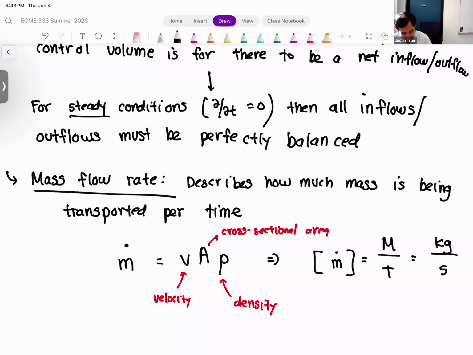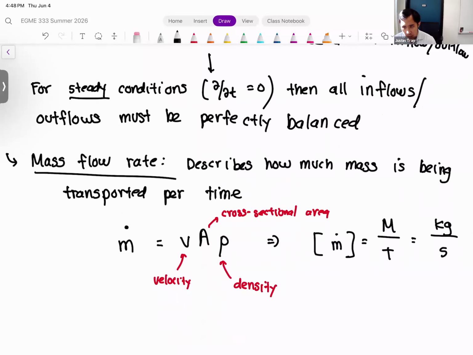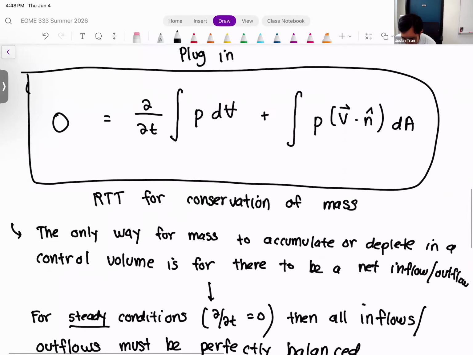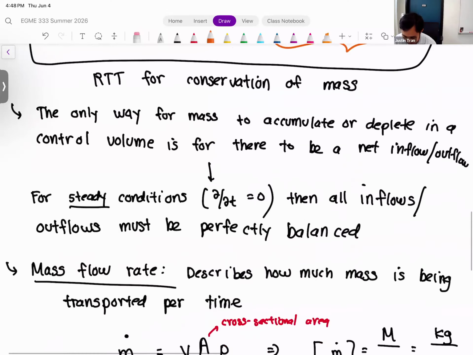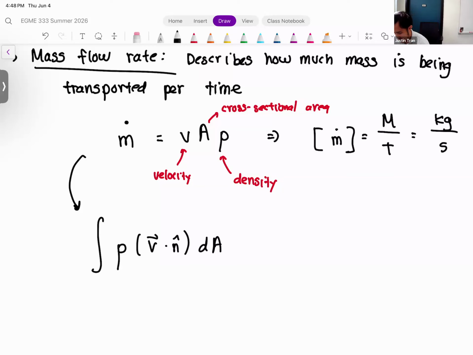All right. So why am I bringing this up? This combination of variables, the velocity, the area, and the density, shows up very commonly in conservation of mass problems, or whenever you're computing conservation of mass for a system. So if you look at our Reynolds transport theorem, in fact, if you look at this last term right here, our flux term, the integral of rho times velocity dot product with normal vector dA.